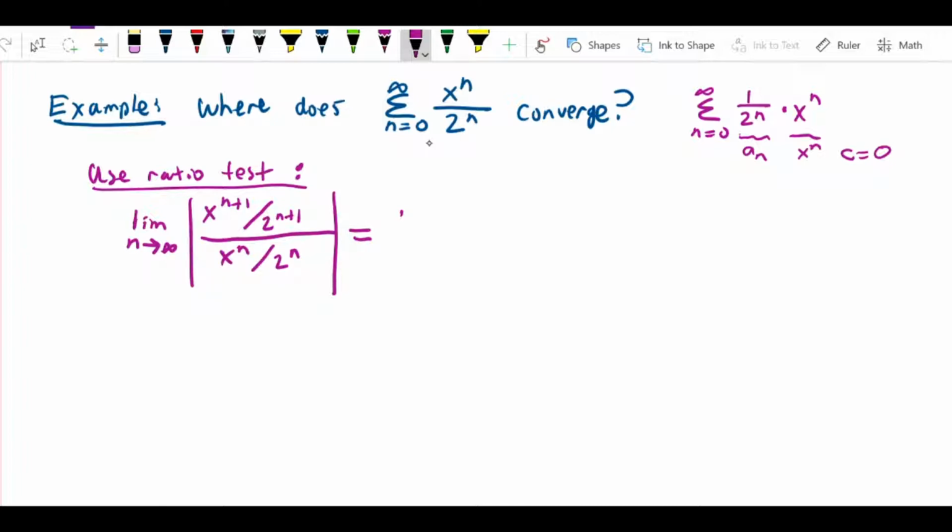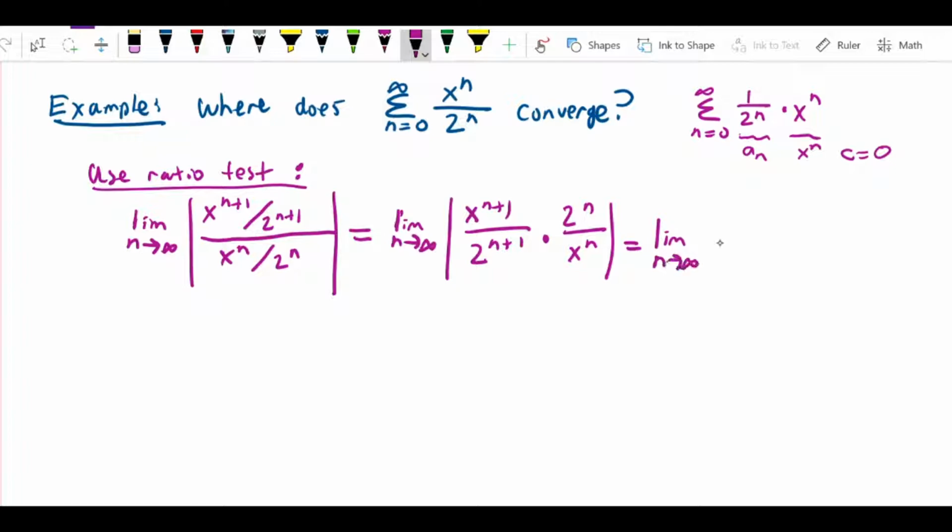So this is going to be the limit as n approaches infinity. Simplifying this, I get x to the n plus 1 over 2 to the n plus 1 times 2 to the n over x to the n. And I just want to simplify this a little bit more to make it easier to evaluate. This is going to be 2 to the n over 2 to the n plus 1 times x to the n plus 1 over x to the n. So we can see now what sort of cancellations we're going to get.